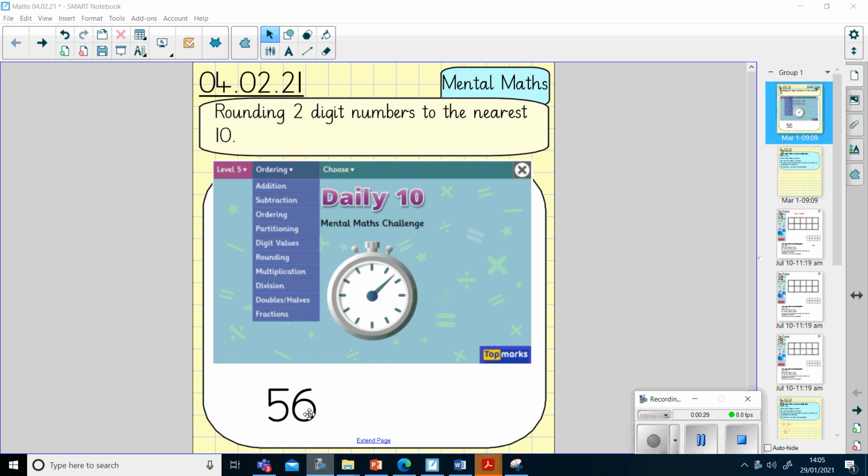If the number has 1, 2, 3 or 4 ones, then we round down to the 10 before, and if it has 5, 6, 7, 8 or 9 in the ones column, we round up. So because 56 has 6 ones, we would round up to 60. Let's have a look. You will need a pencil and paper.